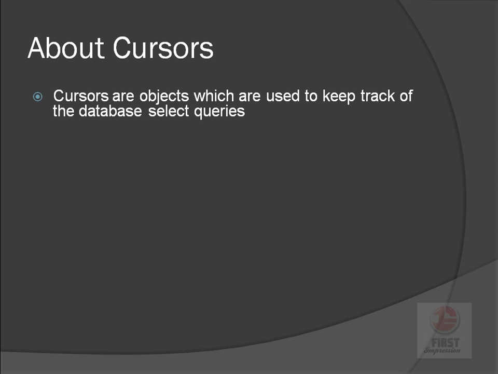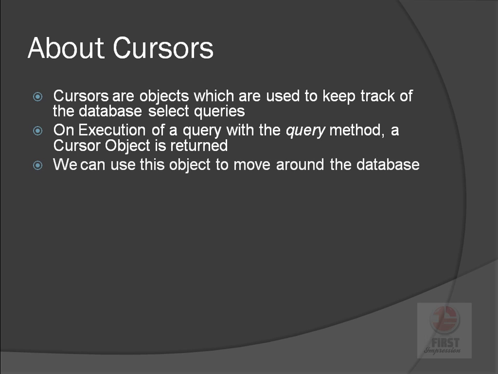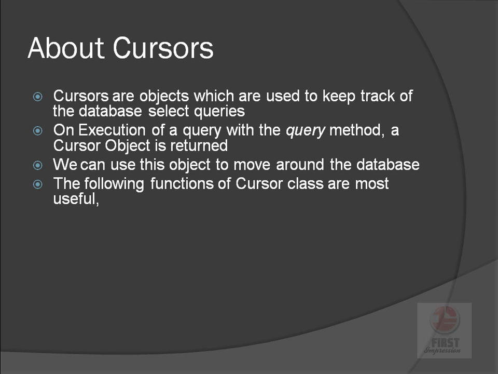Let's see what cursors are. Cursors are objects which are used to keep track of the select queries of the database. To make this point clear, if you say select star from any table, you will get all the records from the table. But you cannot access all the records at one go. You will be accessing the records one by one. To keep track of the record you are currently at, cursors are used. So on execution of a query with the query method, a cursor object is returned. We can use this object to move around the database.